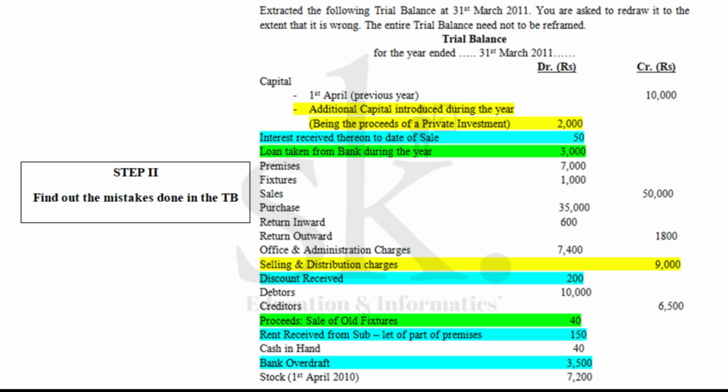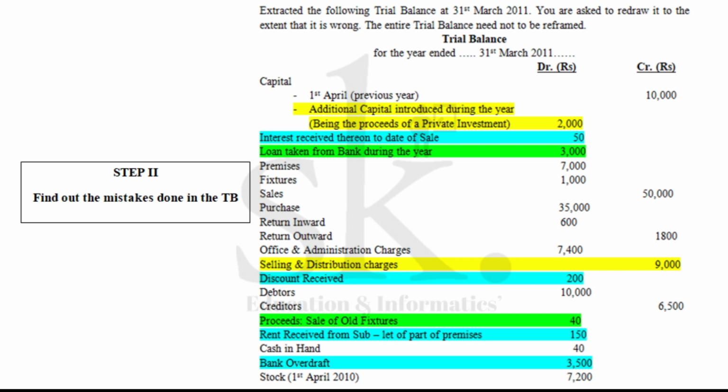Debtors is an asset on the debit side, correctly recorded. Creditors, 6,500 on the credit side. Creditor is a liability, has to be on the credit side, so it's correct. The next highlighted point, proceeds, sale of old fixture. So any kind of sale has to be credited. Now it has been debited, so it's a mistake.